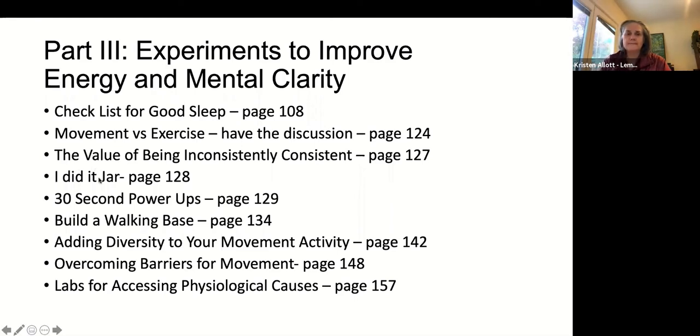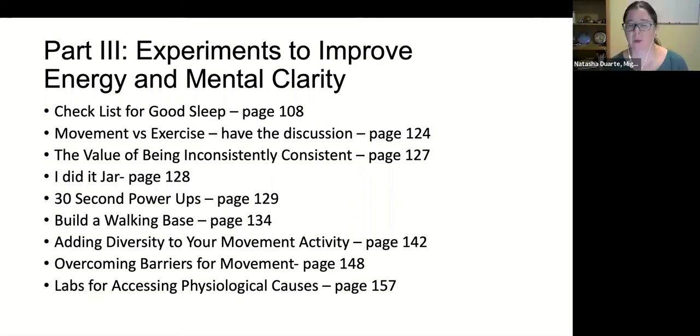So, any other comments before I review labs? The last chapter of the book is about getting your physician to do better labs for depression, anxiety, and fatigue. But I want to see if there are any questions before we move to that. There are right now. Okay.